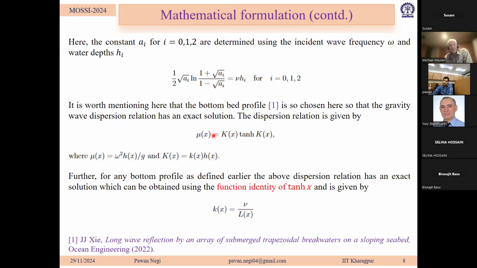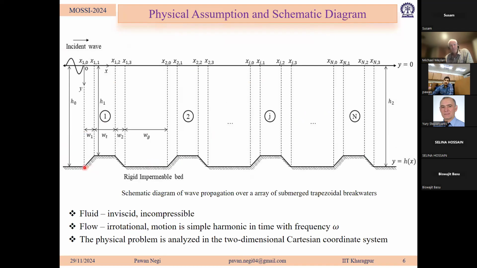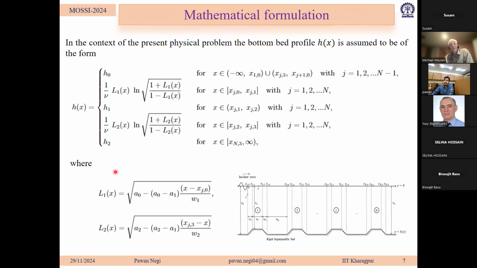And then these trapezoidal trenches, they're not straight lines. They have this weird shape. Is that right? Yeah, they are not straight lines, they are not even linear slopes. They are somewhat a square root function. And then you get an exact solution for the dispersion equation for shallow water, which is some Bessel function, right?